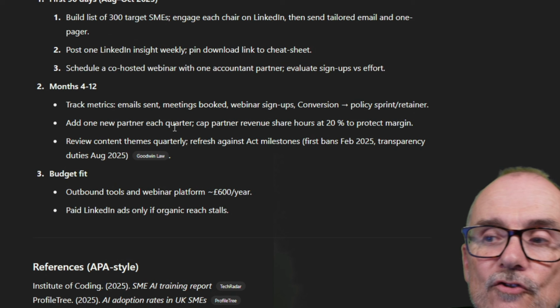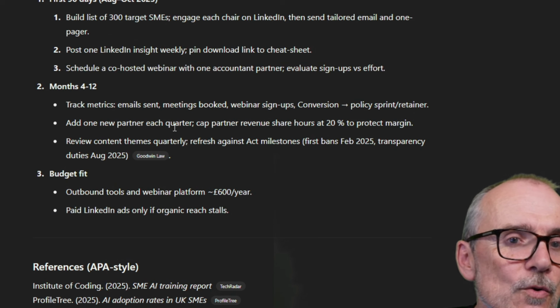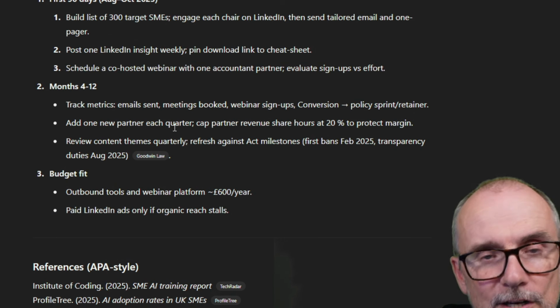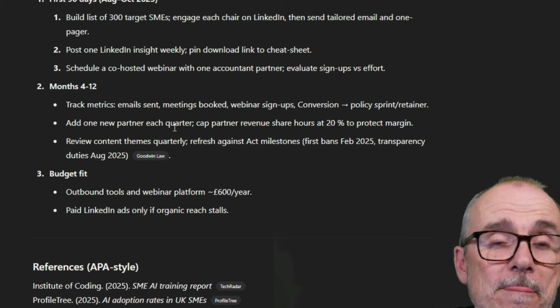So using tree of thought to think through different strategies can be really, really helpful. That's tip 6. Let's move on to tip 7.